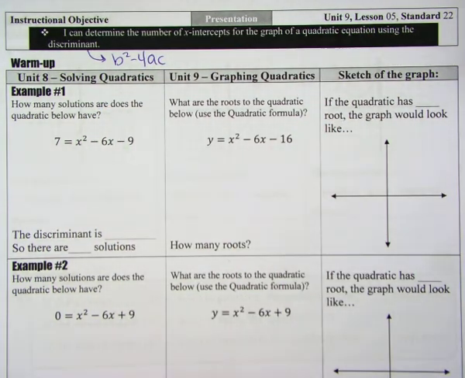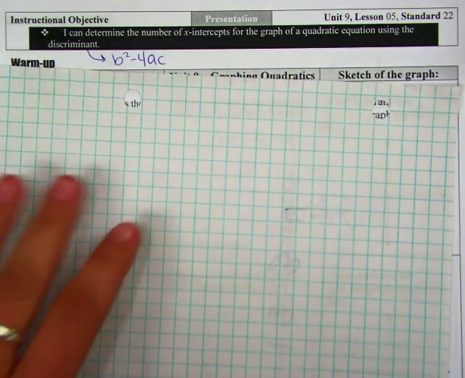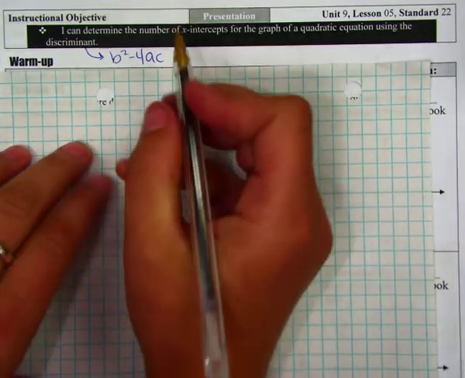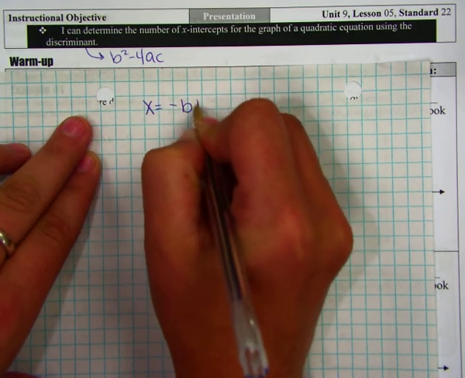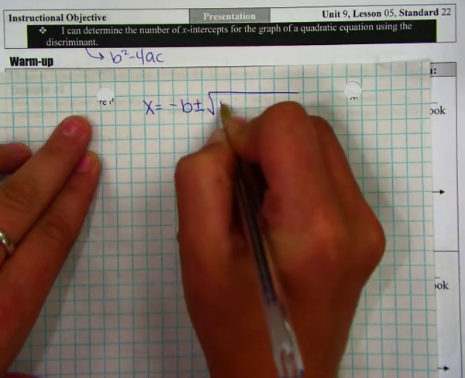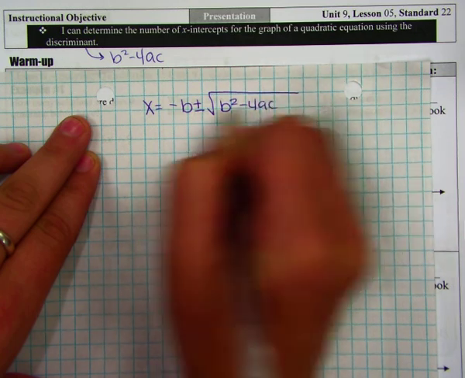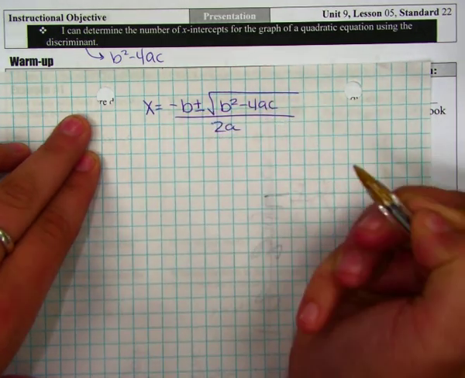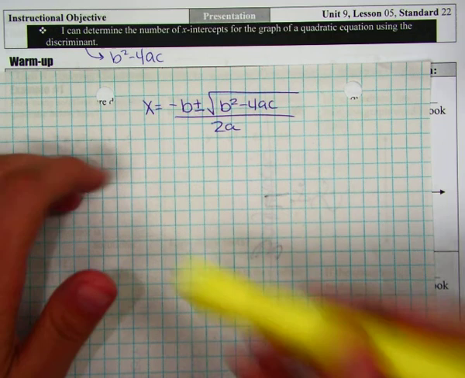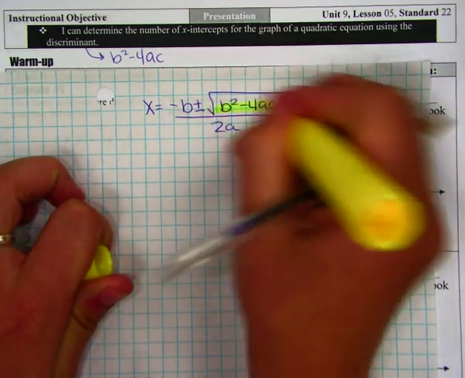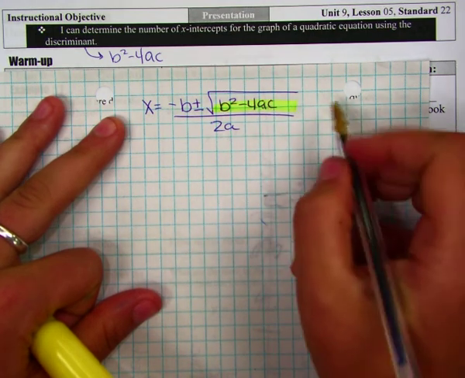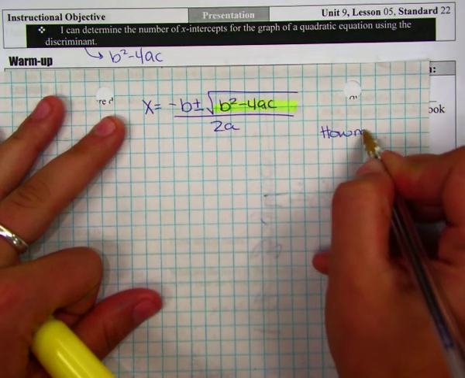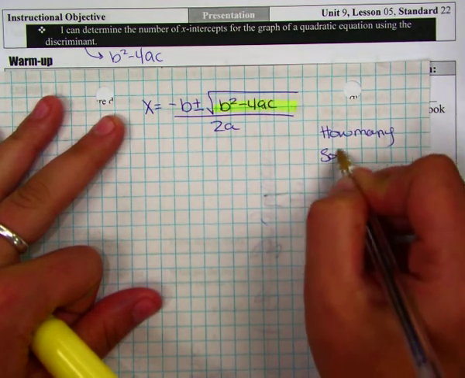One more quick note about that. When we're talking about the discriminant, remember the discriminant's part of the quadratic formula. x equals negative b plus or minus the square root of b squared minus 4ac all over 2a. So this part right here, this is the discriminant. And if you remember, this tells us how many solutions there will be.